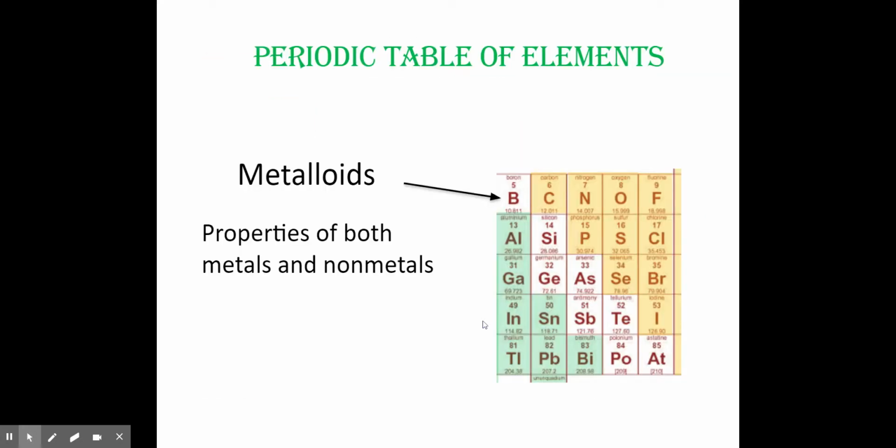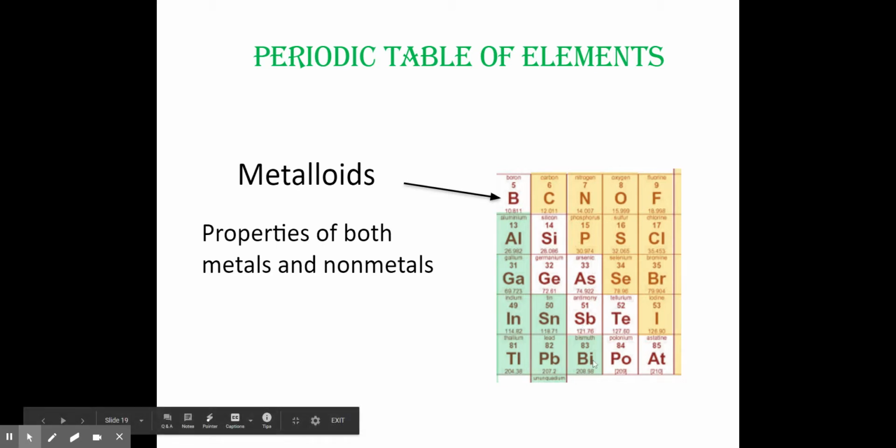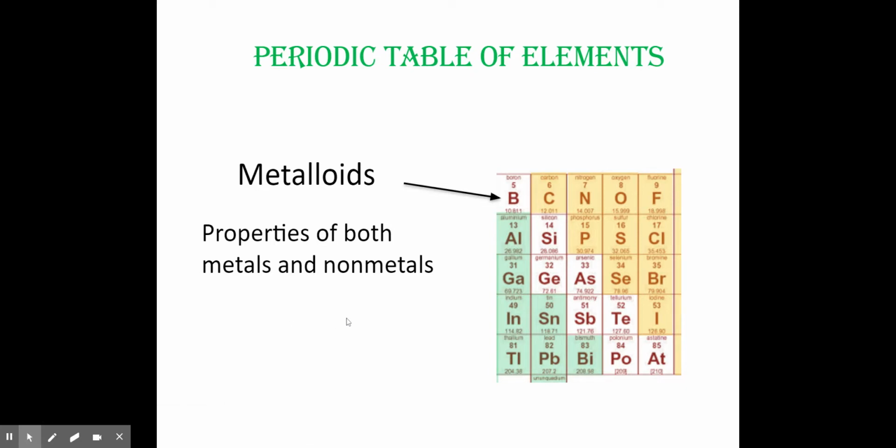All right, and so after that, we have the metalloids. The metalloids are right here in the middle. They are the white ones, and they actually have properties of both metals and nonmetals. So as you transition from the metals on the left side of the periodic table, you have these few right here that are a little bit undecided. So they have properties of both metals and nonmetals, and they're considered the metalloids.